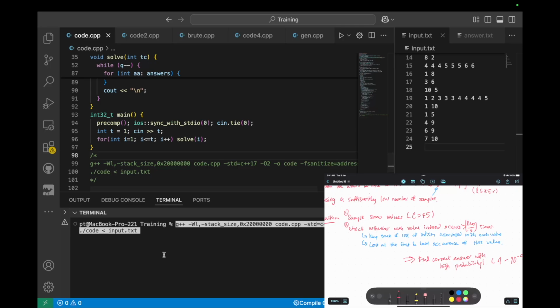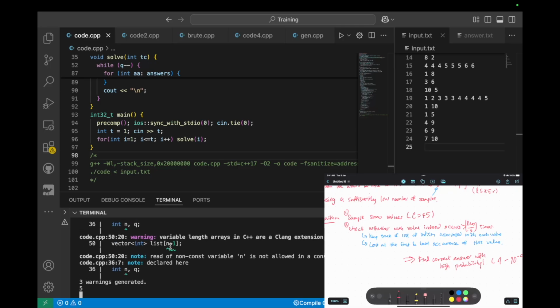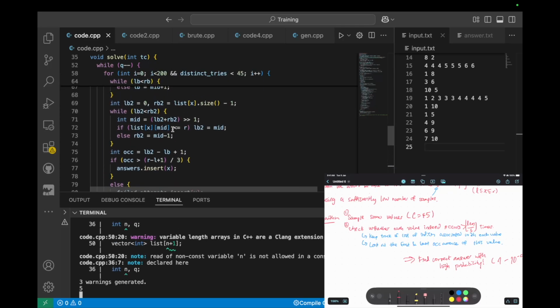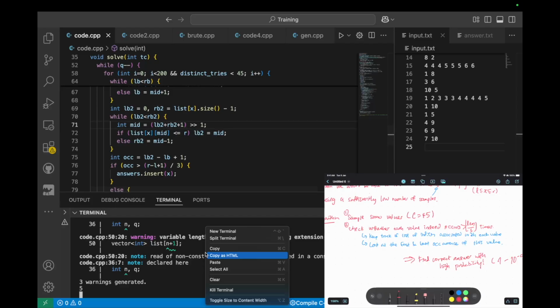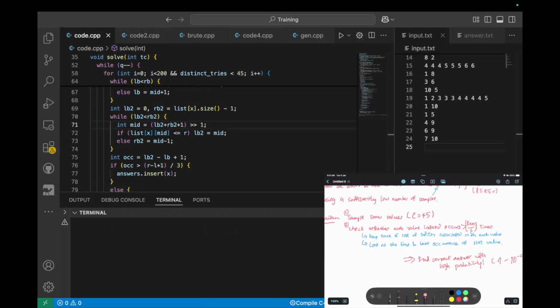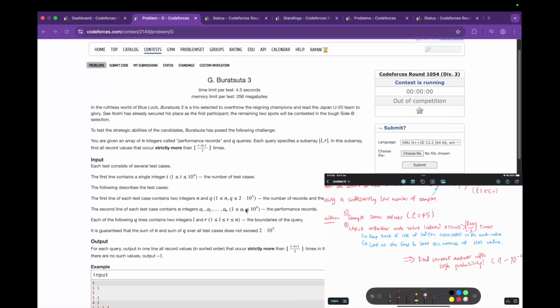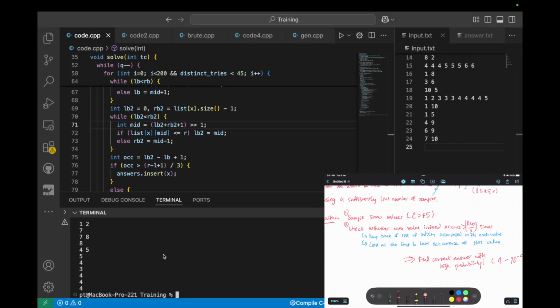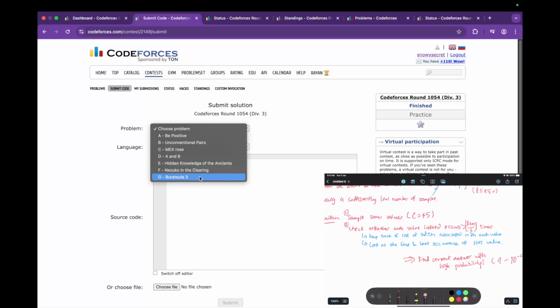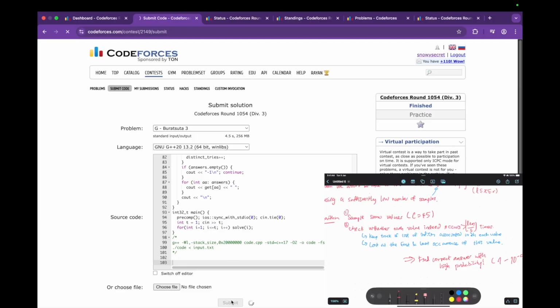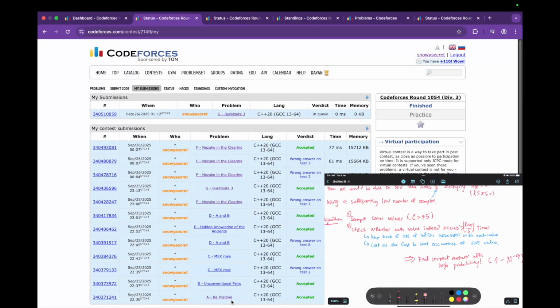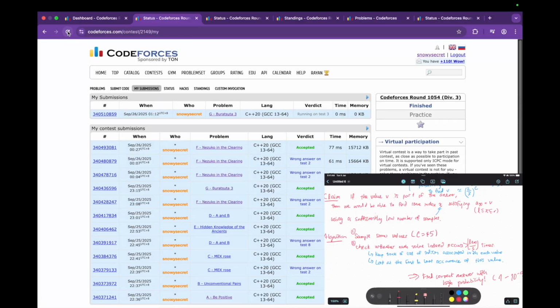Let's test our code on a sample and see if it works. It's a minor bug here. The code seems to be working as we wanted, so let's test it out on the actual tests. Yes, so we have passed this problem.